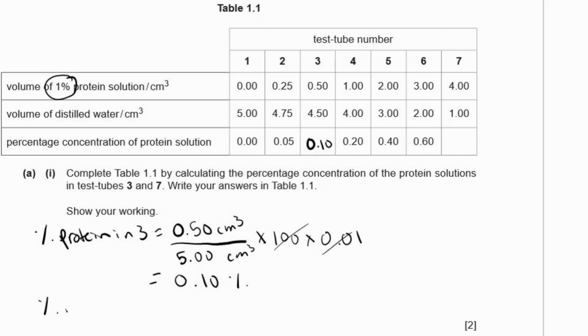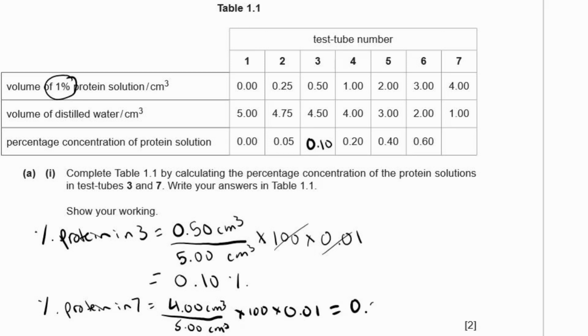Okay, so percent of protein in 7 is the same procedure. 4.00 centimeters cubed divided by 5.00 centimeters cubed times 100 times 0.01, so it cancels them both out, and that equals 0.80%.